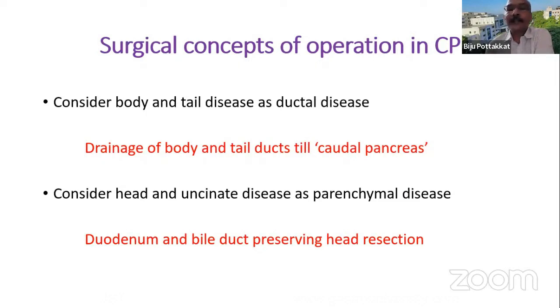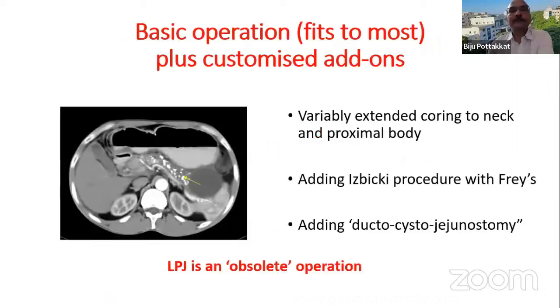And if you have stuck stones there, it is better to resect. The duodenum and bile duct have to be resected, the remaining you can remove. So probably the basic operation which fits the most is head coring, variably extended in the head.